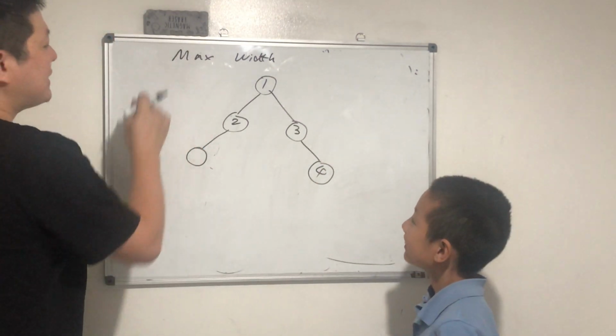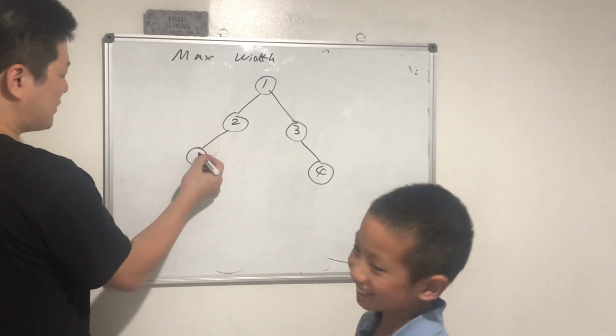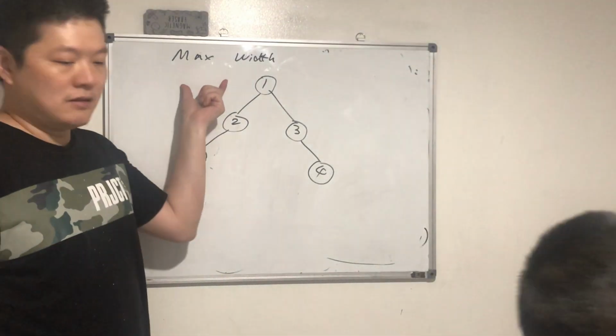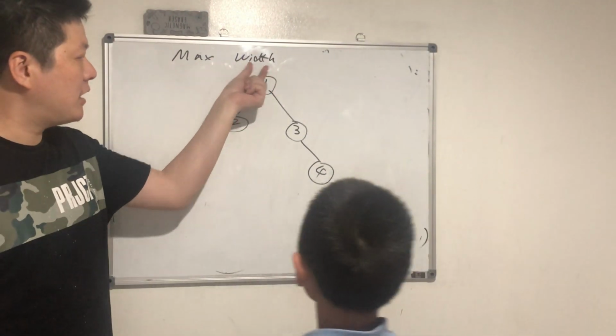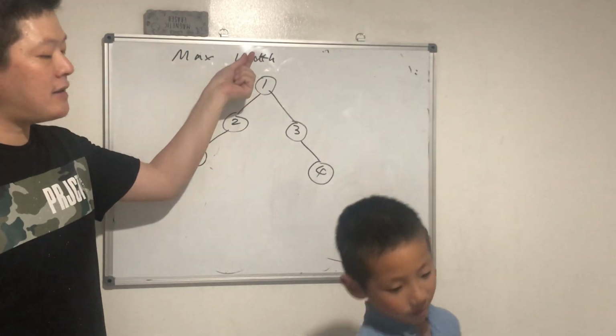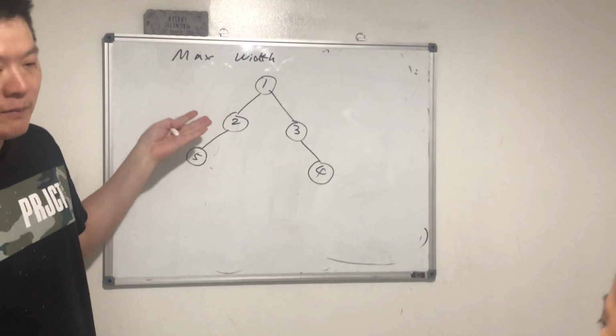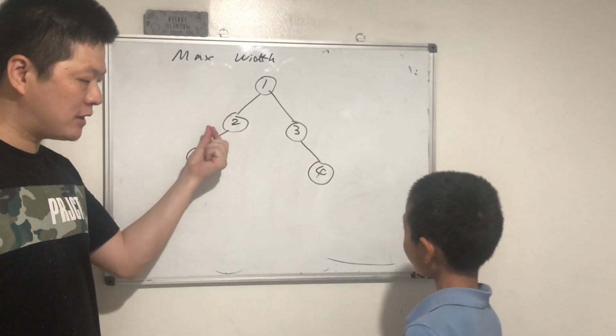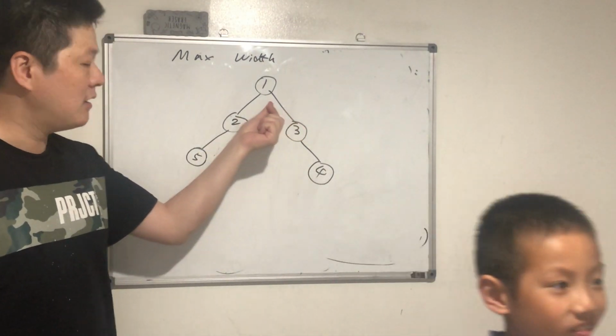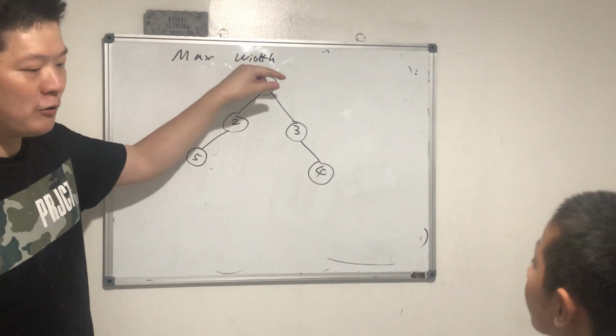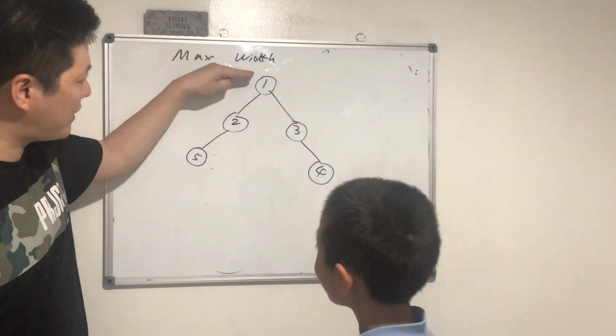Okay, so let's define the width. The width is defined per level: for a level, it is the distance between the leftmost node and the rightmost node. And we're going to find the maximum width, which is the maximum width of all levels.